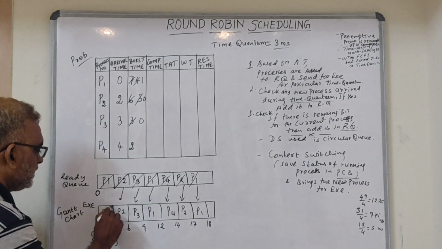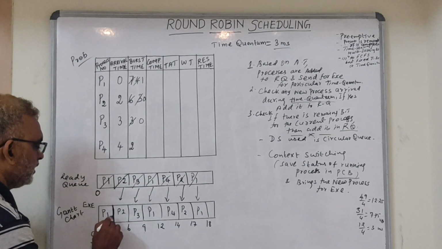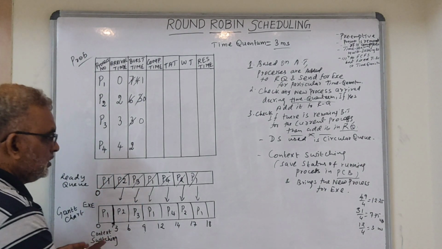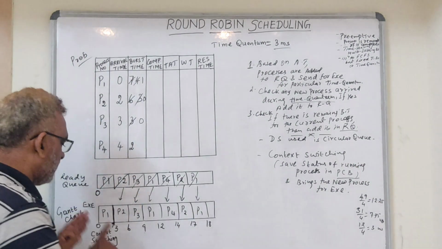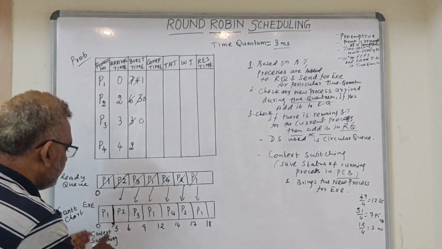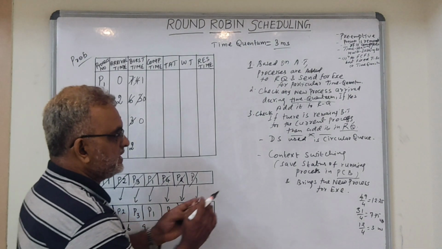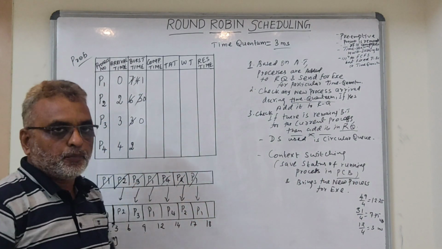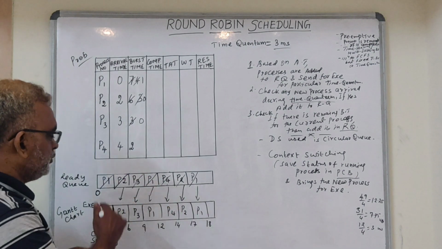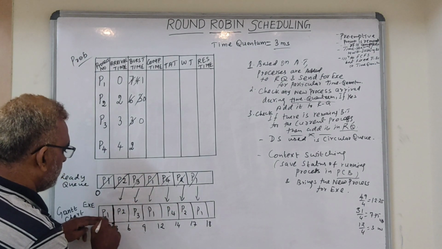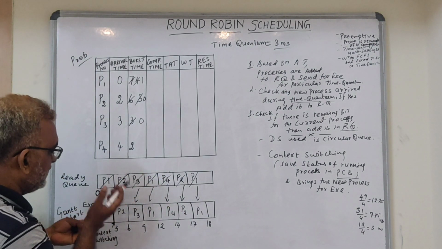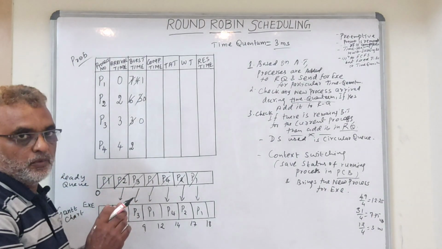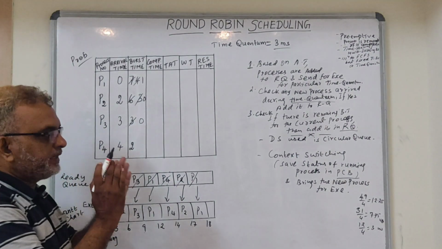So actually, at the time of stopping one process and loading the next process, the operating system performs an operation called context switching. Context switching saves the status of the running process in the process control block and brings in the new process. So at this point P1 is removed from the processor and P2 is loaded. This is what is called context switching.